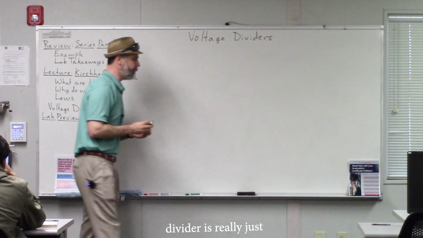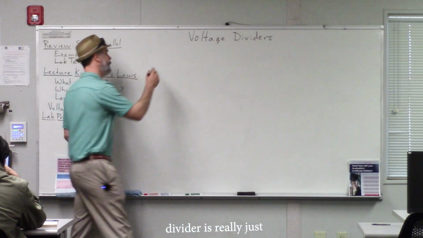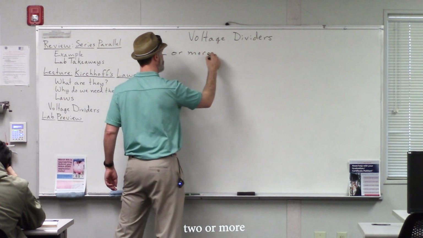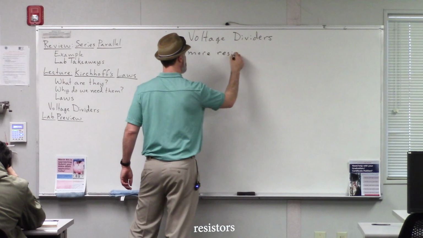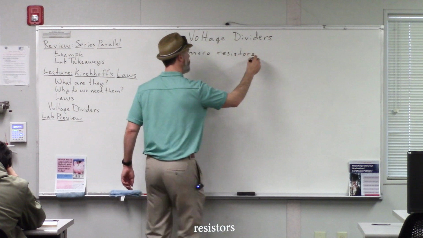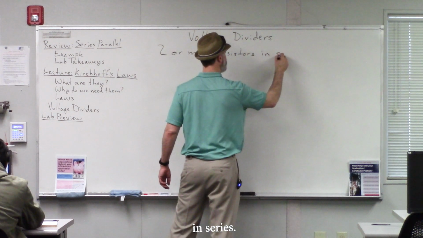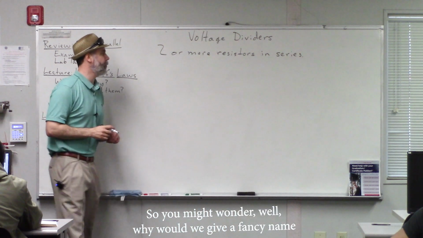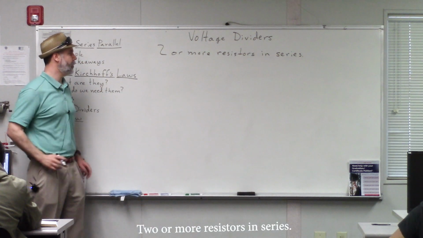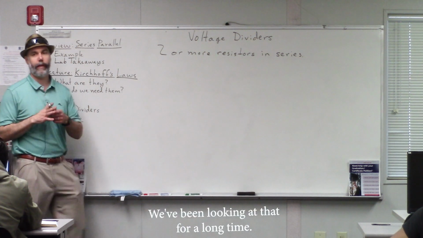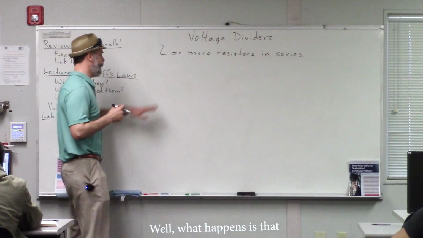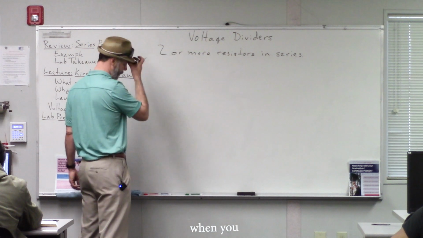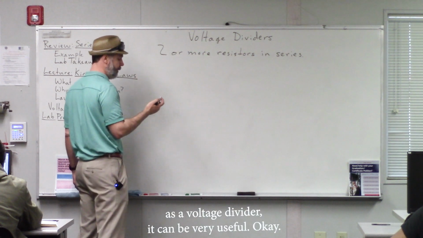So a voltage divider is really just 2 or more resistors in series. So you might wonder, well, why would we give a fancy name to such a simple circuit, 2 or more resistors in series? We've been looking at that for a long time. Well, what happens is that when you think about it as a voltage divider, it can be very useful.